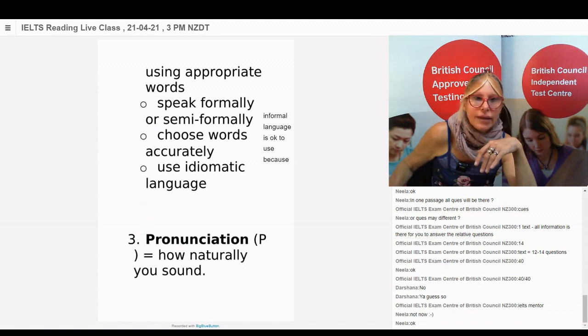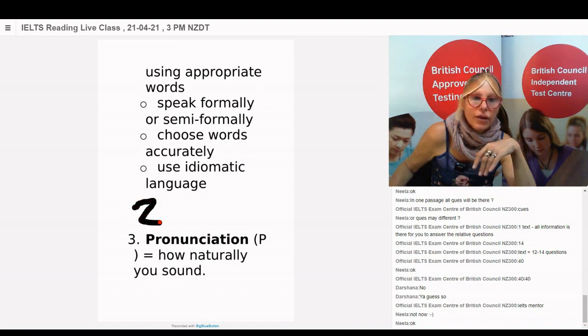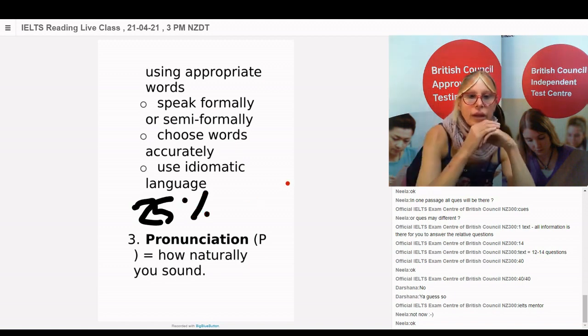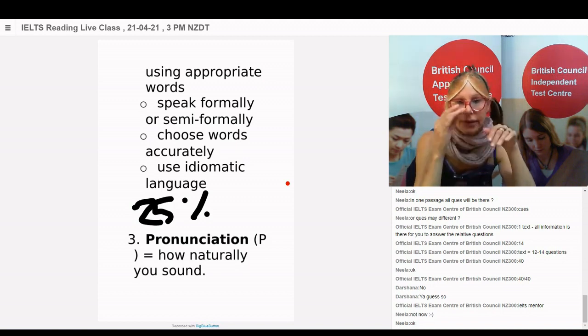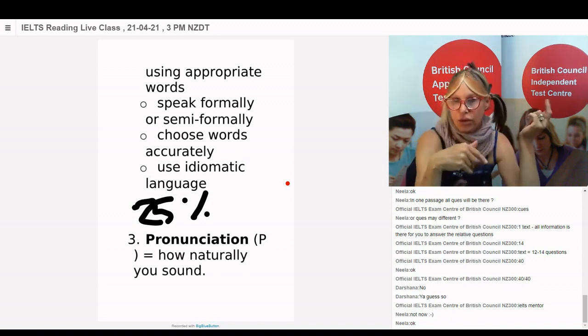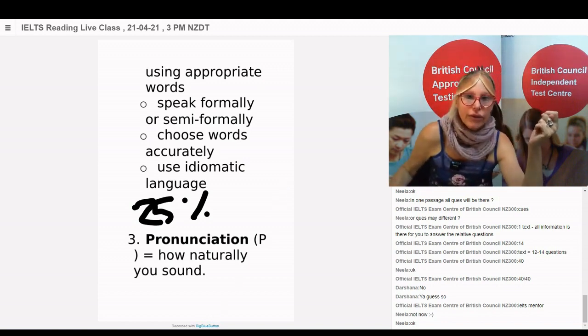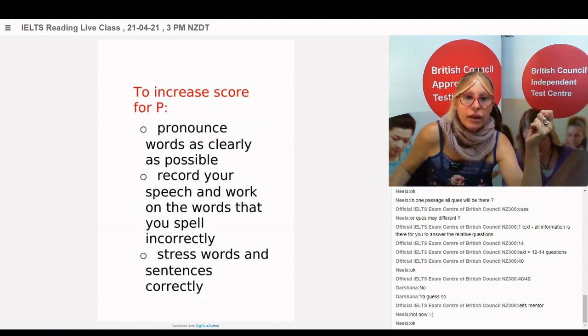Okay, so once again, that criteria is worth 25% of the total score. So moving on to the next criteria, which is pronunciation, and that's all about how you sound when you speak. There's lots of different features of pronunciation.